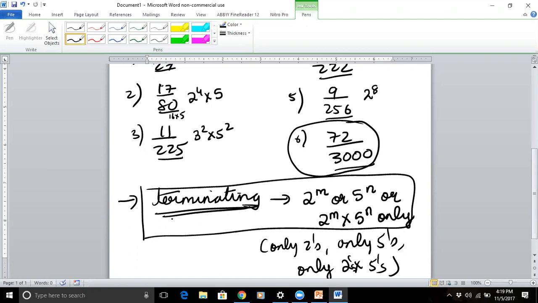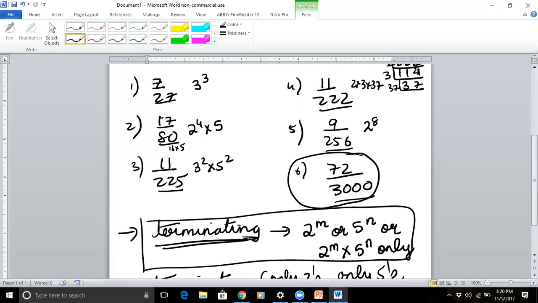So if this is the definition of a terminating fraction, then a non-terminating fraction can be defined as a fraction where the denominator consists of anything other than 2 and 5. For example, 3, 6, 7, 9, 11, 17, and so on, right? If the denominator consists of a 3 or a 6 or a 7 or a 9, you can directly eliminate them as non-terminating.